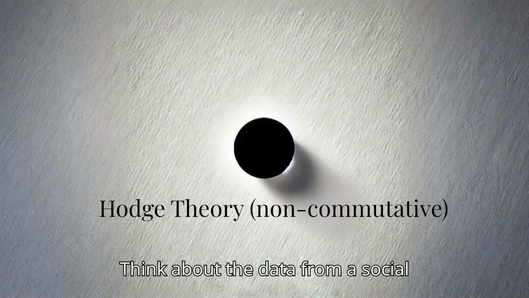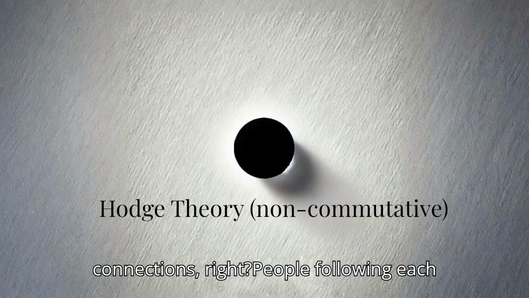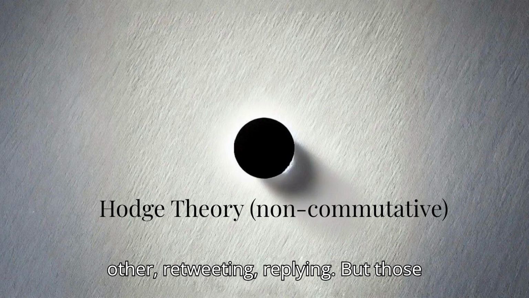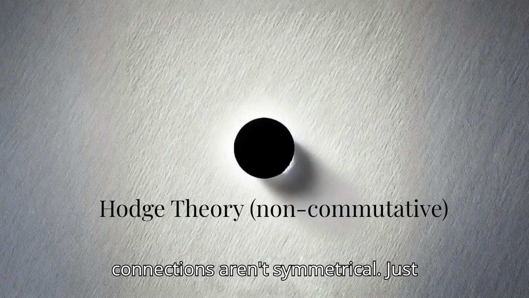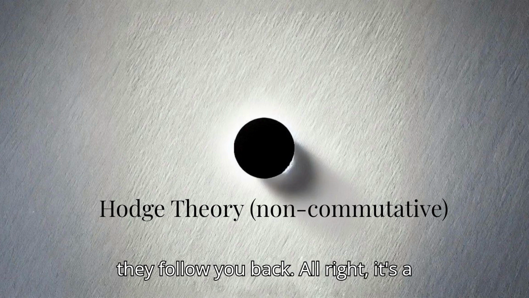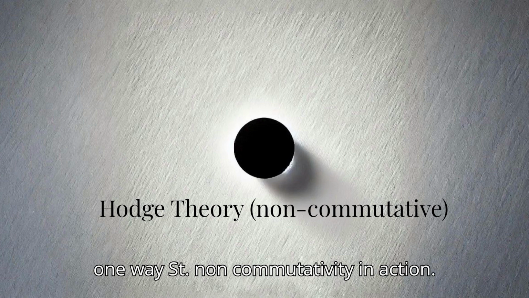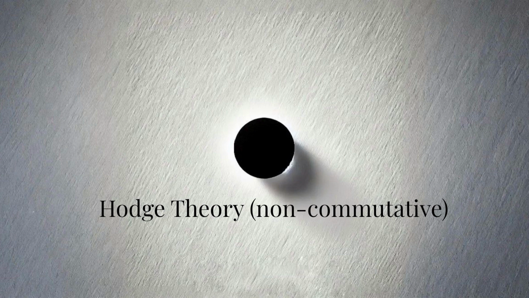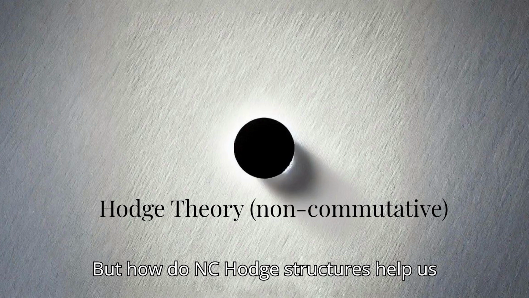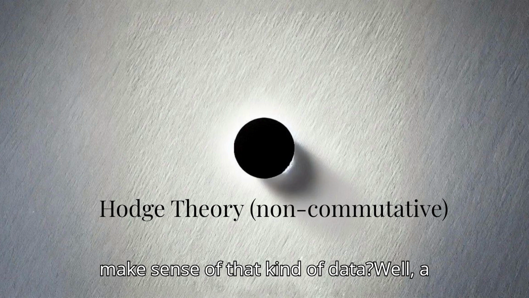Think about the data from a social network, like Twitter. It's all connections, right? People following each other, retweeting, replying. But those connections aren't symmetrical. Just because you follow someone doesn't mean they follow you back. It's a one-way street. Non-commutativity in action. But how do Hodge structures help us make sense of that kind of data?